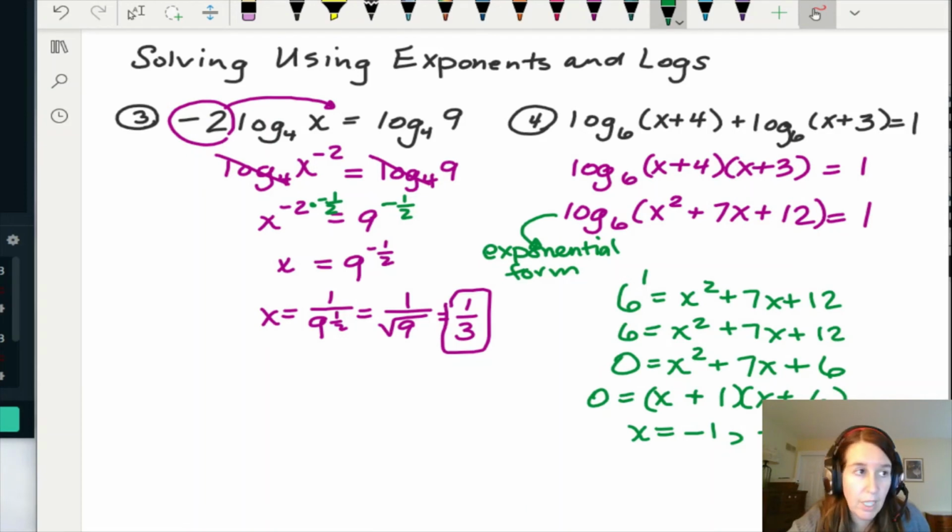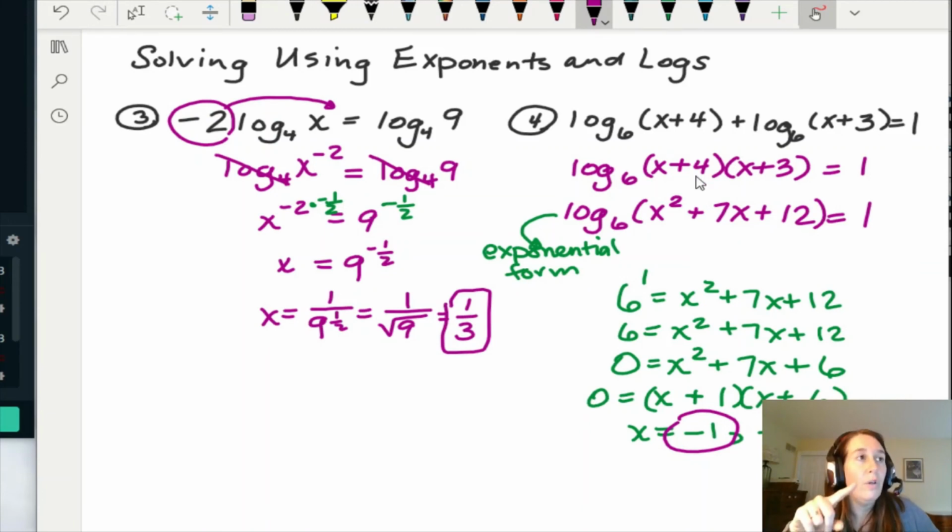Agreed? Now what we have to do in log problems before we finish the problem is check if the answer actually works in the problem. Because you cannot have a negative number in your argument. So you can have x be a negative number. So let's look. If x is equal to -1, plug in -1 for x in the original problem. That's -1 plus 4, that's +3, so that's cool. And then if you plug in -1 here, that's -1 plus 3, so that's 2. So that's cool too. So this answer will work just fine.